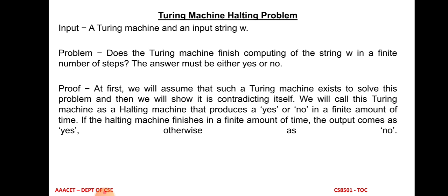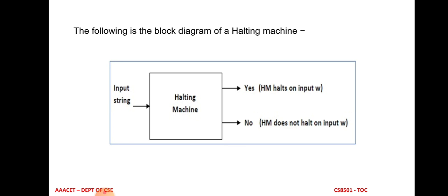If the halting machine finishes its operation in a finite amount of time, then the output comes as yes, otherwise the output is no. So this is the halting problem on Turing machine. This is the diagrammatical format of the halting machine. There is one machine, the halting machine, that is the Turing machine. The Turing machine is called the halting machine because undecidability on Turing machine is called the halting problem.